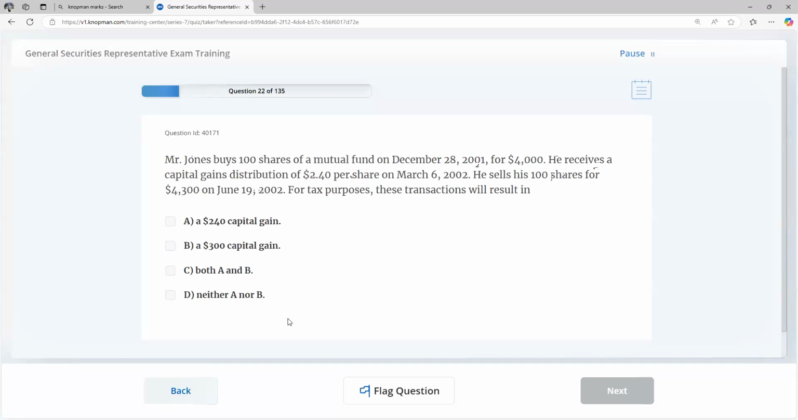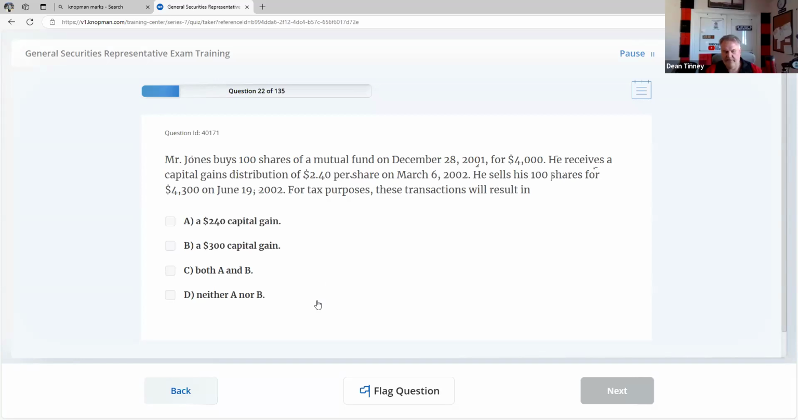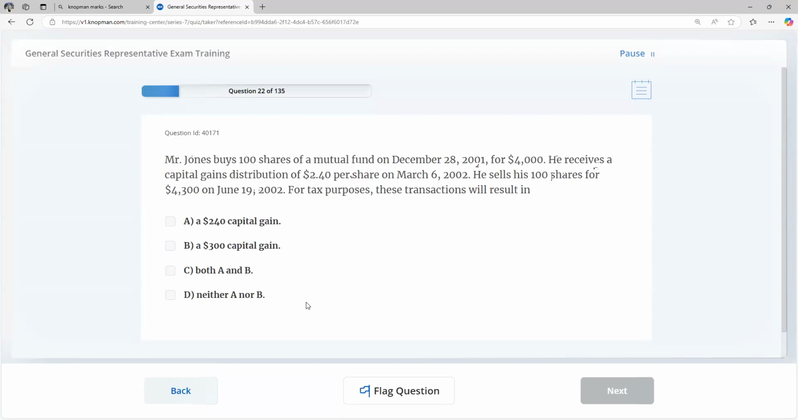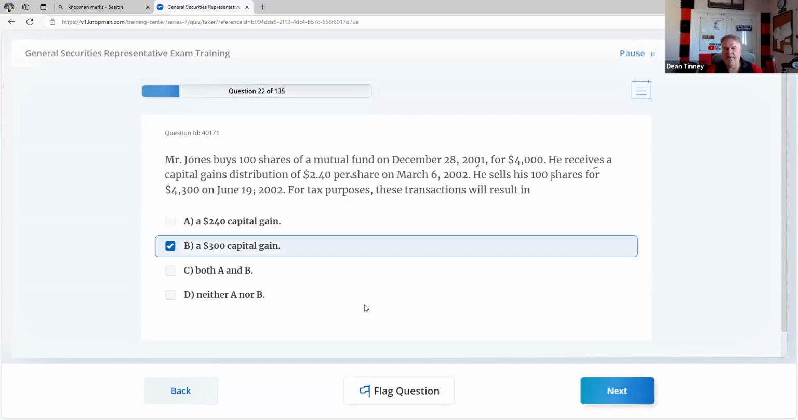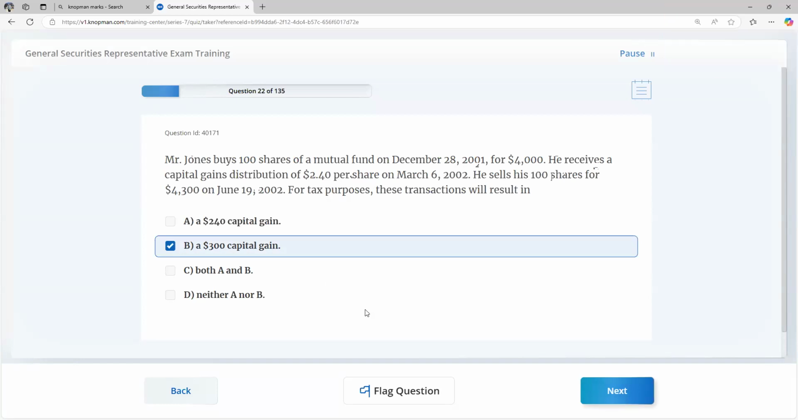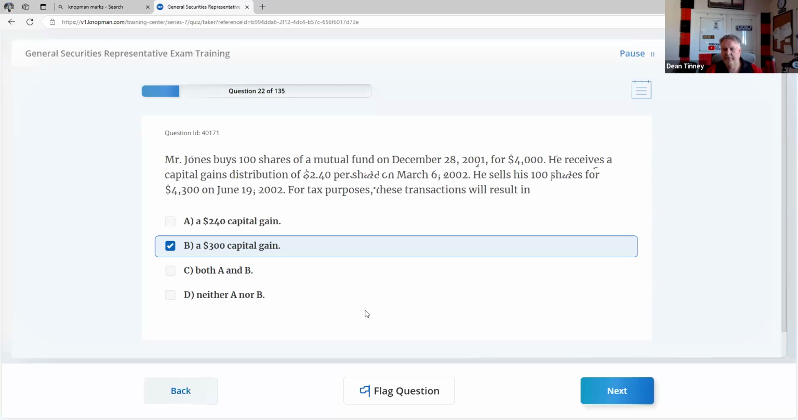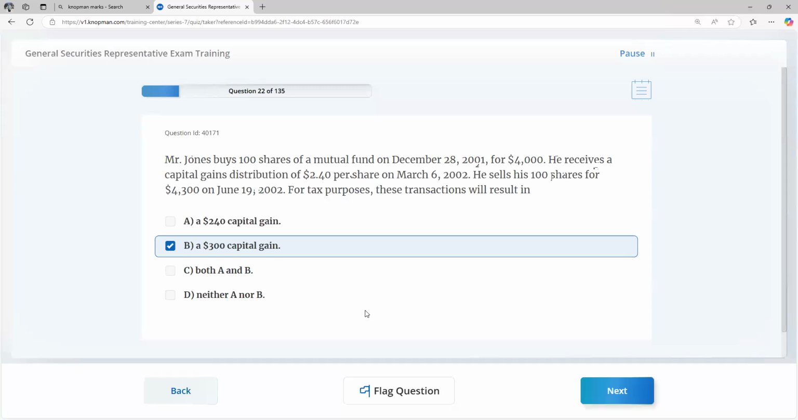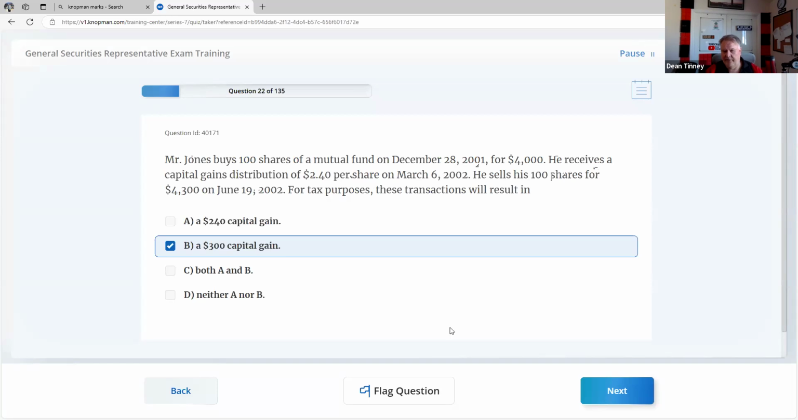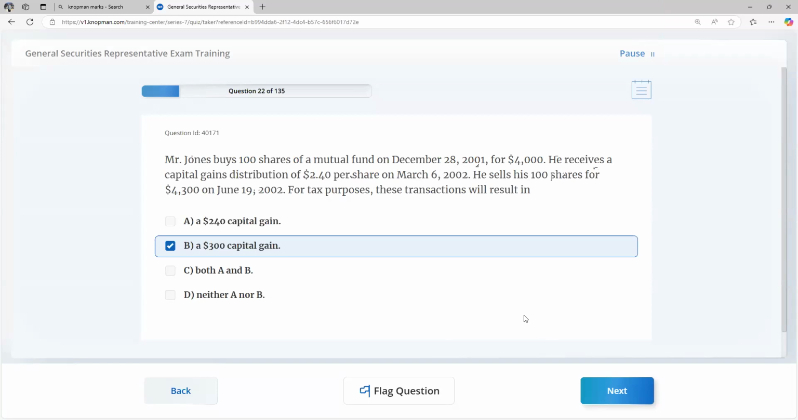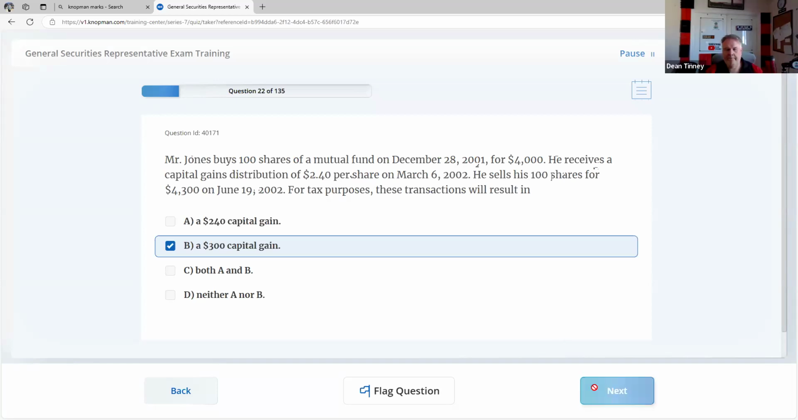The transactions will result in... I'm between B and D. Is it neither A nor B? So the guy doesn't owe taxes. Yeah, no, I'm gonna go B. I think you missed it. I think it's going to be both A and B, right? Oh, right. He receives a capital gains distribution of 240. You owe taxes on that. Oh yeah, so that's 240 there. And then you sell at 43 and you owe taxes on that. So I wasn't thinking properly, but yes. That's okay. That's all right.